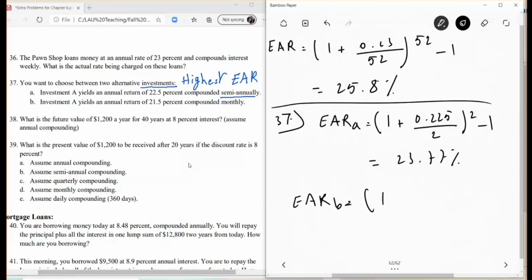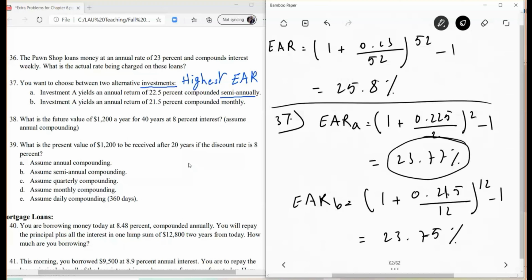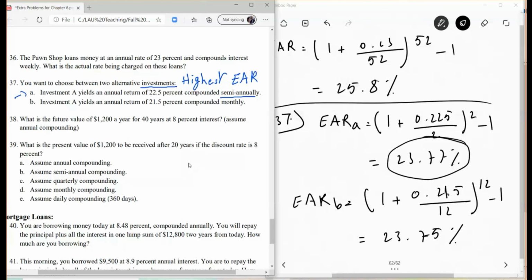For the second investment, this is equal to (1 + 0.215/12)^12 - 1, because I have monthly compounding, and the answer is 23.75%. In this case, because those are investments, I need to choose the investment with the highest EAR, so I will choose investment A. So A is the better investment.